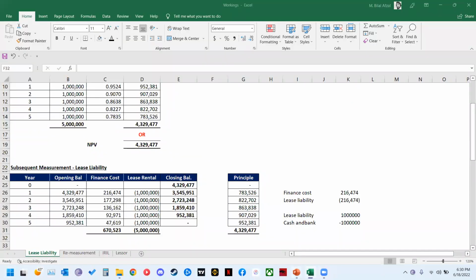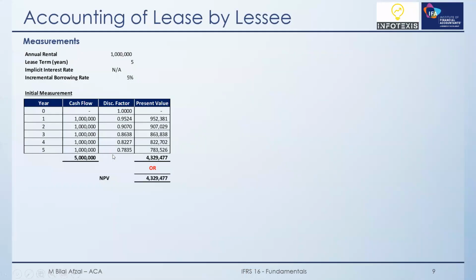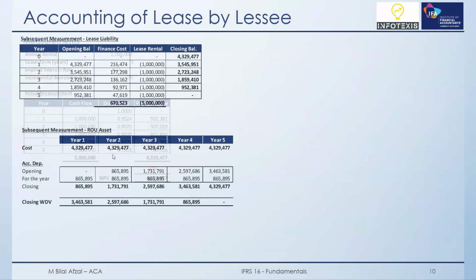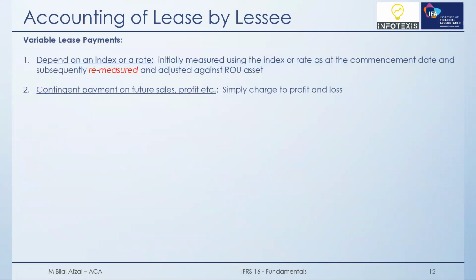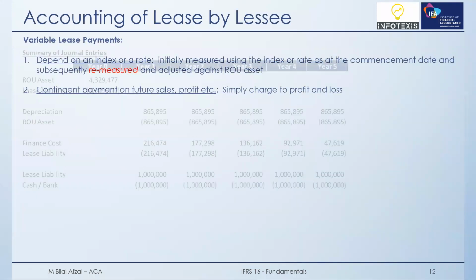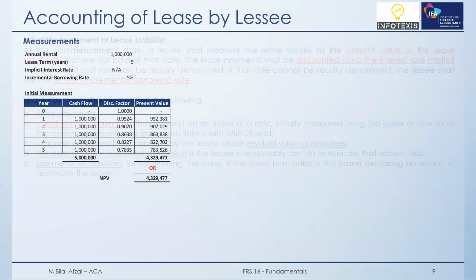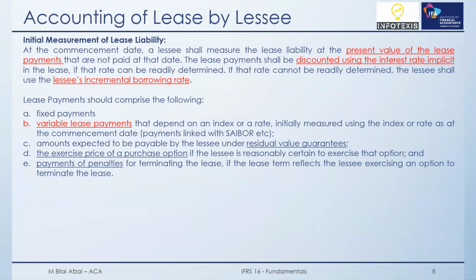So this is a very basic example for computation of the lease liability in a very straightforward scenario. Now, when we were discussing the lease payments, we said that lease payments should include the fixed payment. In this scenario, we discussed 1 million, but we also discussed that it should include the variable lease payment. Now, when we say the variable lease payments, it's a very tricky part.